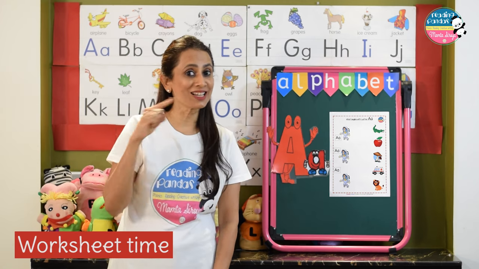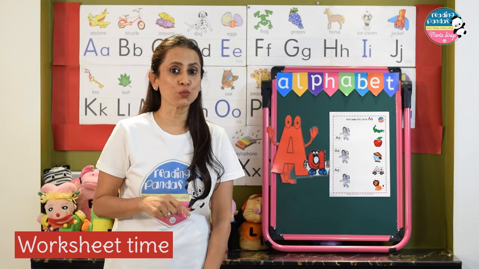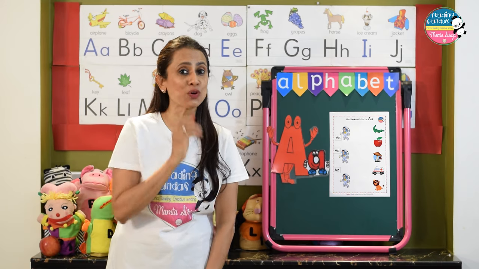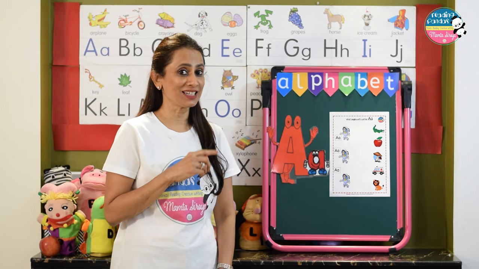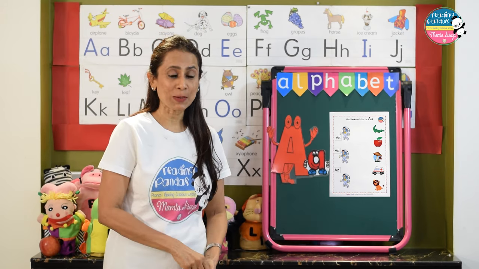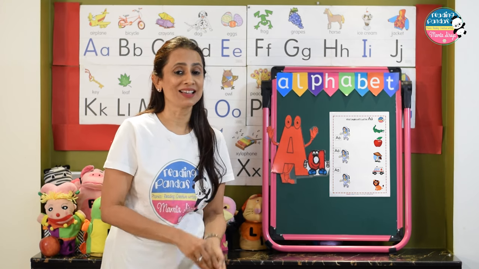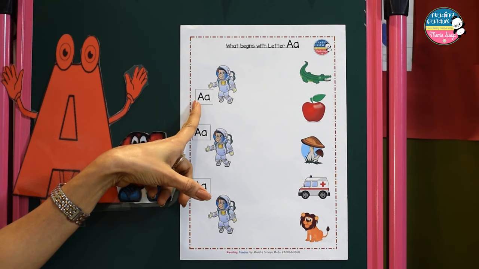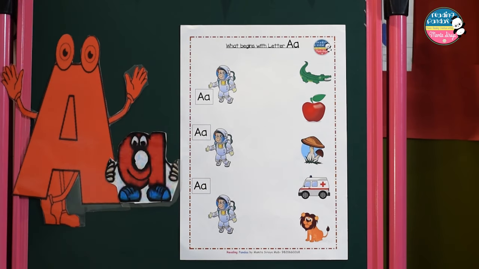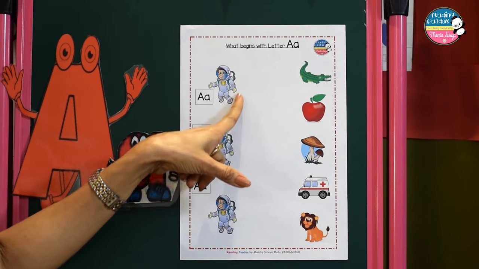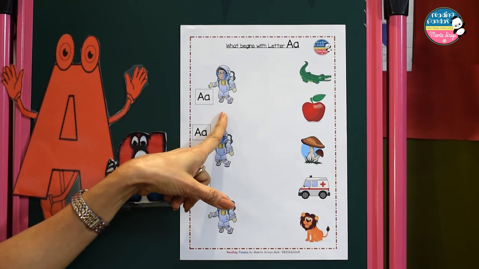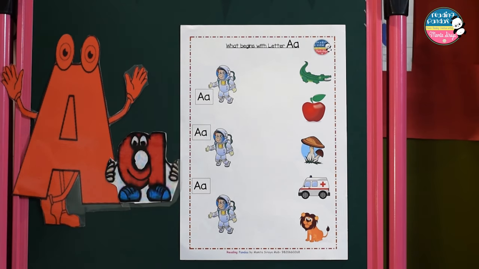And now it's worksheet time. I want you to quickly get your worksheet ready and grab a crayon of your favorite color. Yay. Yes, very good. And don't forget that this letter A makes the sound of A. So now here we have our uppercase A and our lowercase A, and it makes the sound of A. And who is this? This is an astronaut. And this astronaut also begins with the sound A. But now this astronaut wants to meet some friends of A.